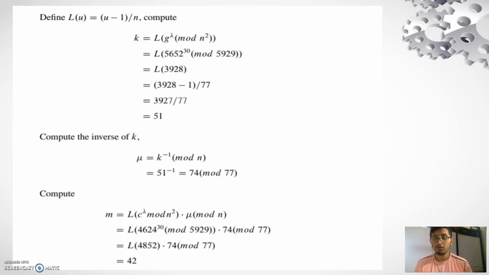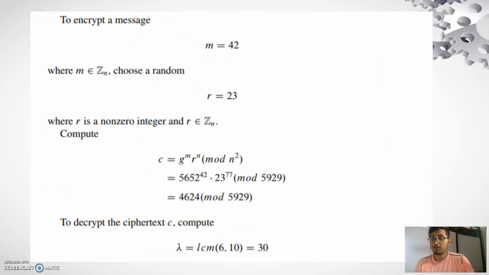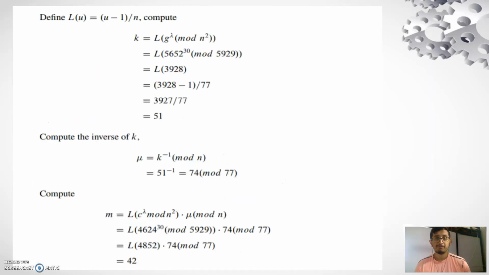Therefore 74 mod 77. Now the message will be m is equal to L(c to the power lambda mod n square) into mu mod n. Now do the calculations and you finally get 42. You see the message was m is equal to 42 and finally after decryption we get 42. Now I'll give you a minute to just go through all this.